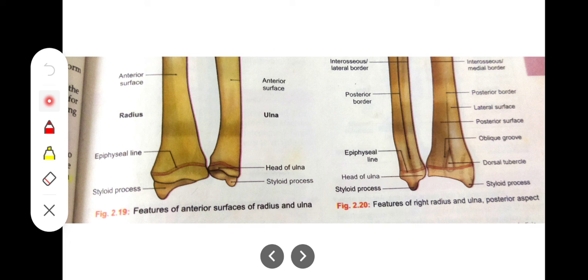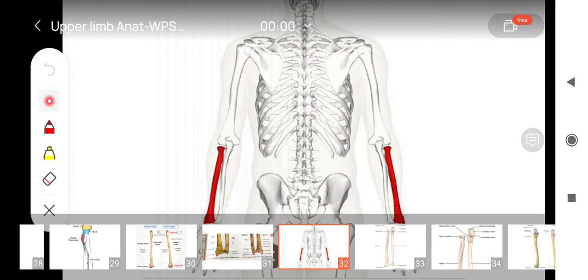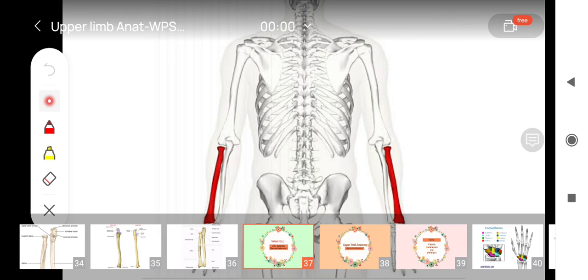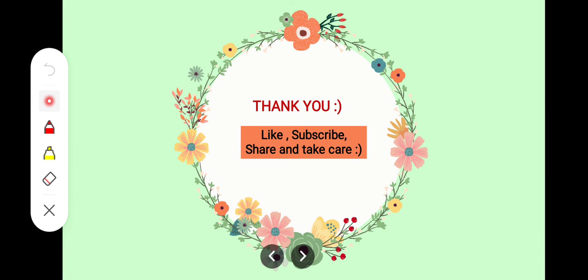So these are also the relations of the lower end of the radius, that is, the scaphoid and the lunate bone will be coming in contact with it. So that is how the wrist joint will be formed. So that was all about it. With this note we are basically done with the radius and ulna.